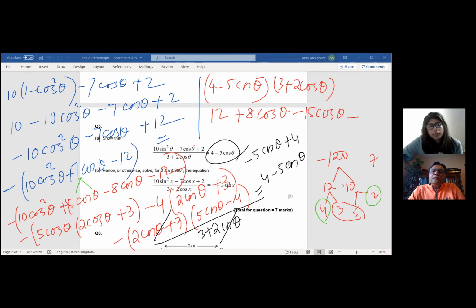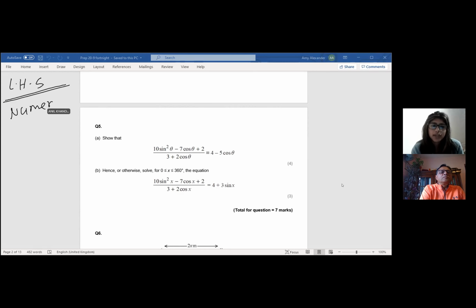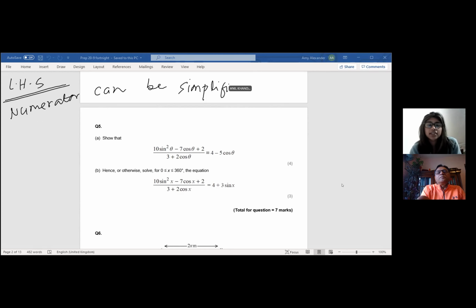Okay. So Amy, can you describe this method once again? Because it's a show-that question, we're just trying to show the answer that they've already provided for us. So start with the left-hand side, and by looking at the right-hand side, you can see that the answer is in terms of cos. So if we have any sines on the left-hand side, we want to make sure to convert that to cos. So we saw that there was 10 sine squared theta.